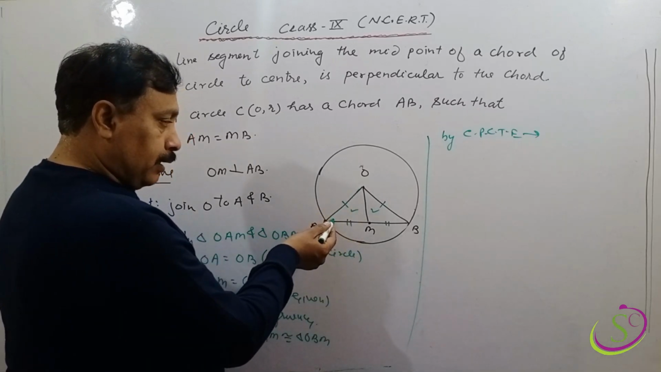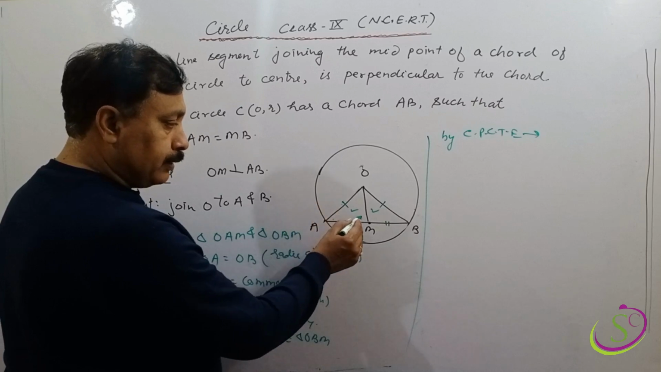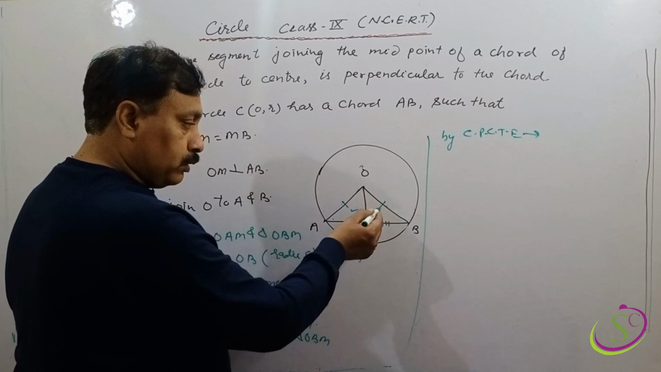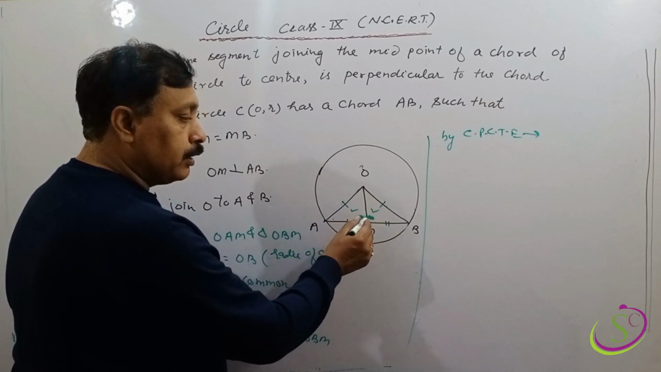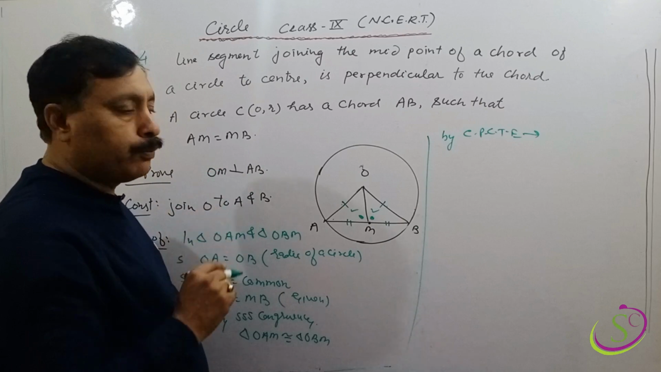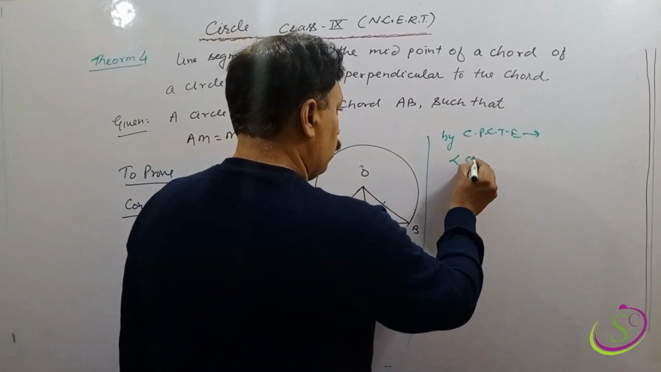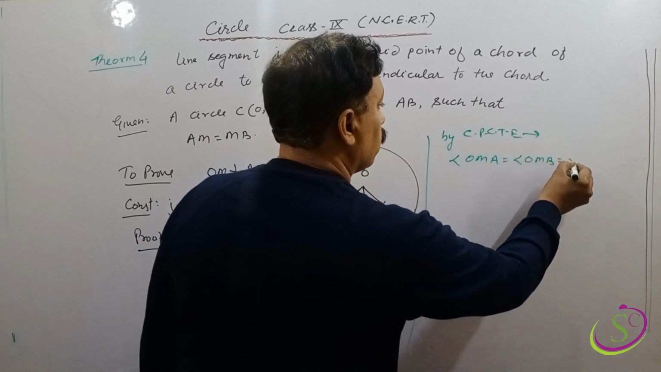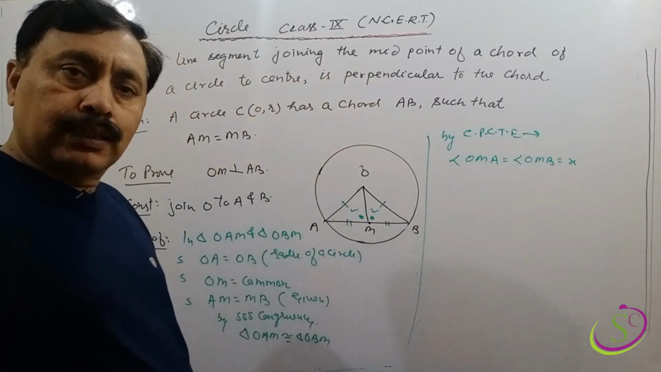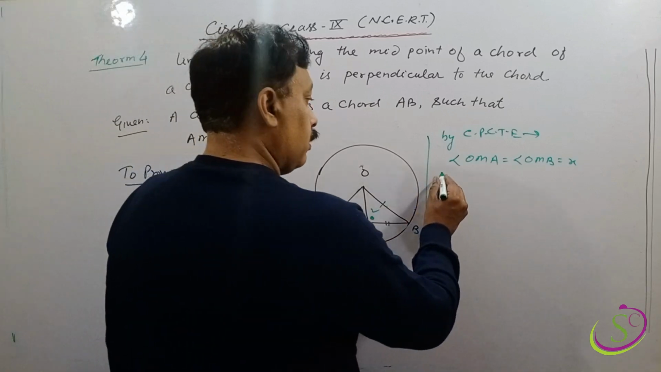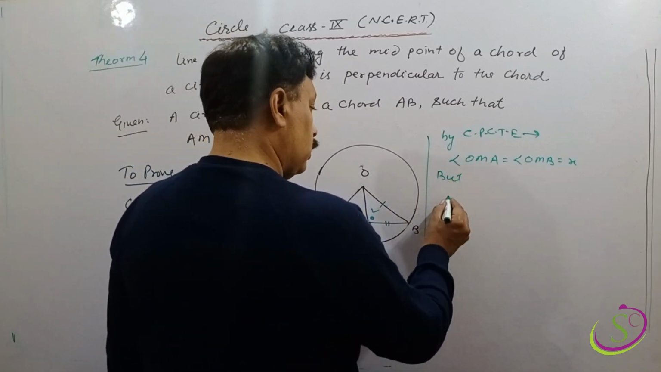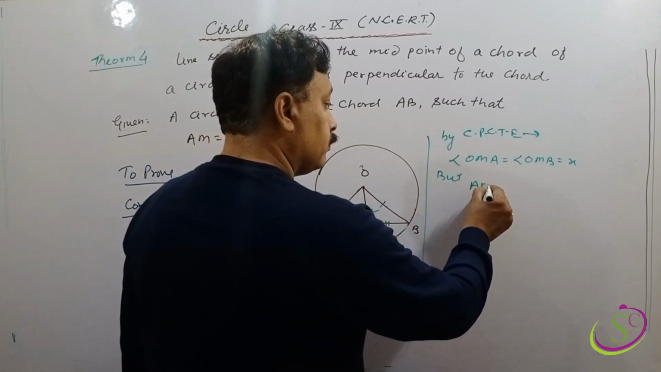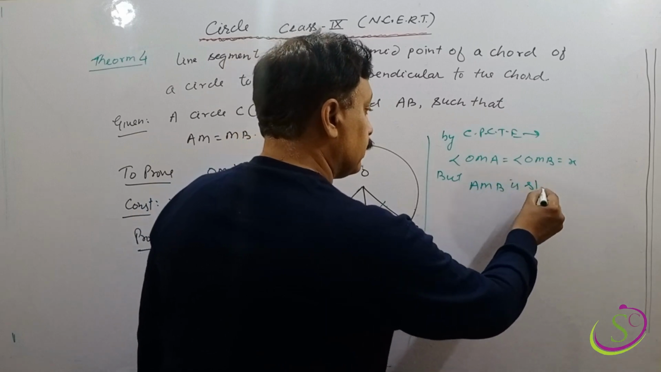This largest side of this triangle and the angle opposite to this side is this, and this side equal to this side and the angle opposite to this side means this. Both these two angles are corresponding angles. So angle OMA equal to angle OMB, or equal to what? X. Is it clear? But you see, AMB is a straight line.